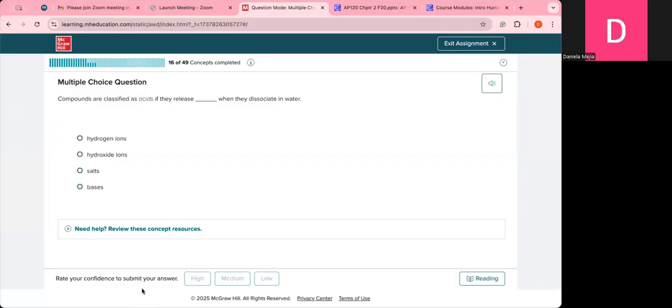Compounds are classified as acids if they release blank when they dissociate in water. Compounds are classified as acids if they release what? Hydrogen ions, hydroxide ions, salts, or bases.